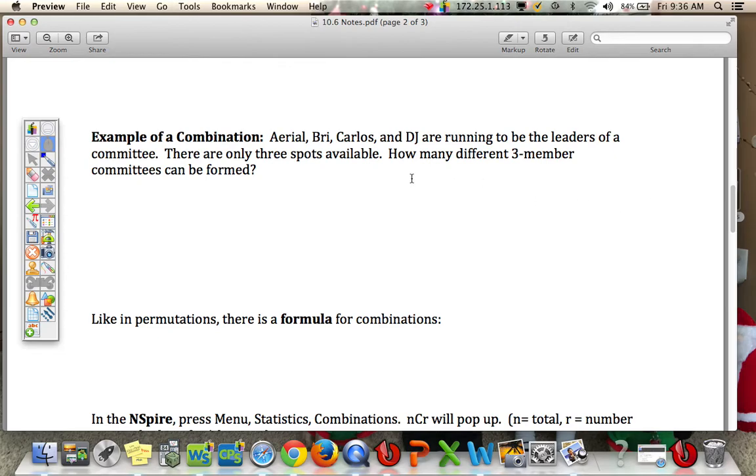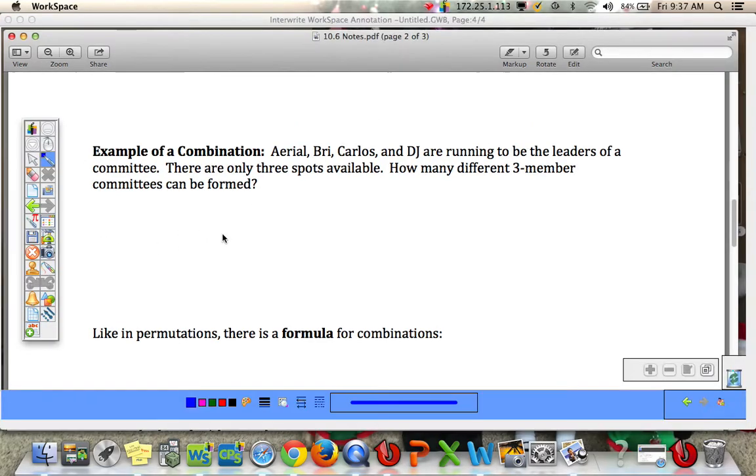Example of a combination: we have Ariel, Bree, Carlos, and DJ running to be the leaders of a committee. There are only 3 spots available. How many different 3-member committees can be formed? So it doesn't matter who wins the top 3 spots, or what order they win in. They will be the 3 members of that committee. So this is a combination.